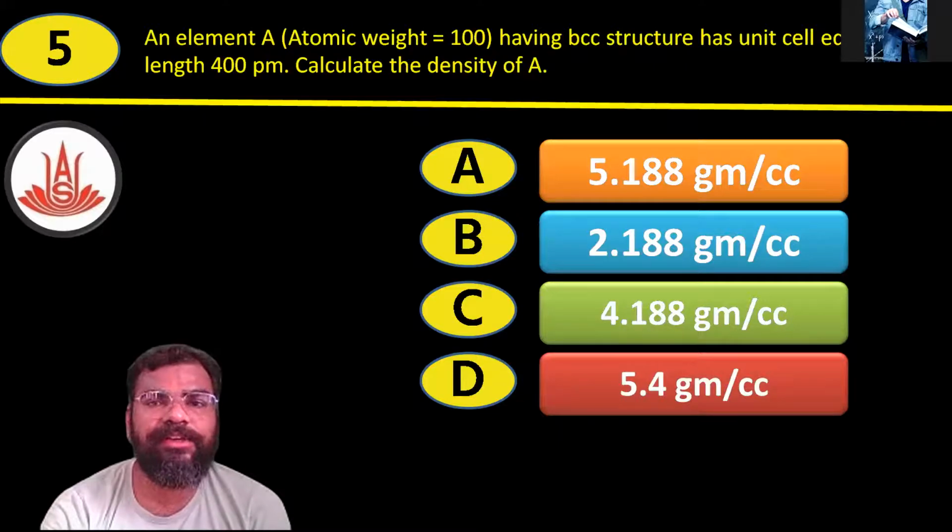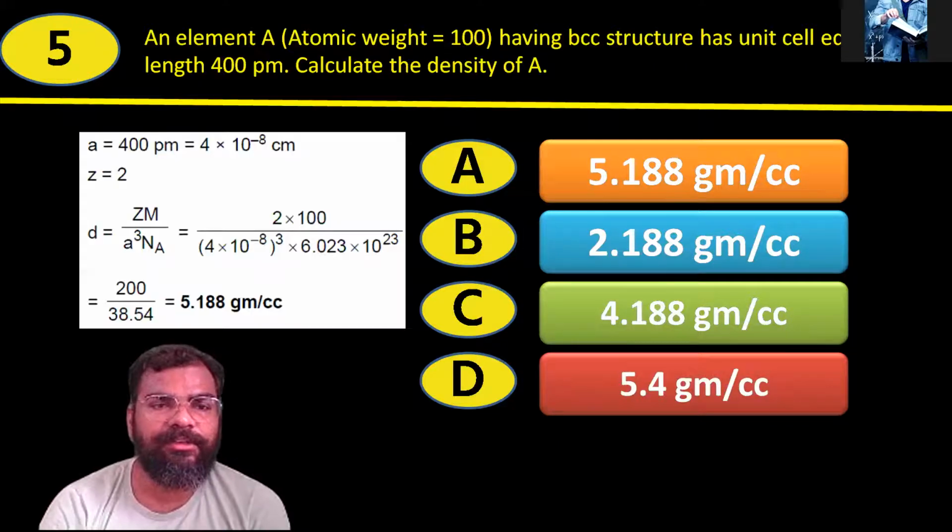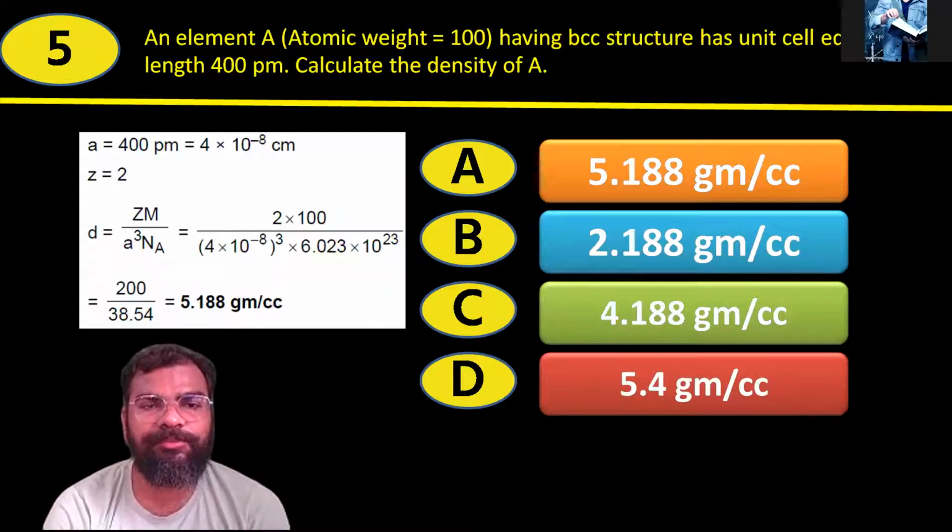Atomic weight they have given, their edge length they have given, and density we have to calculate. So a is equal to 400 picometer, convert it into centimeter, so it is 4 into 10 raised to minus 8 centimeter. It is a BCC, body-centered cubic unit cell. From that, the Z value we can be aware of, that is Z is equal to 2.